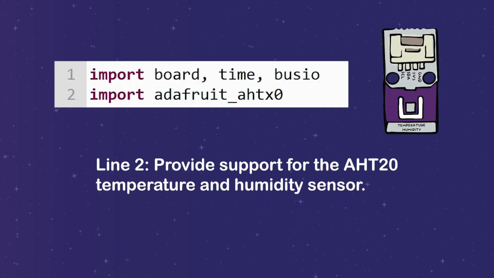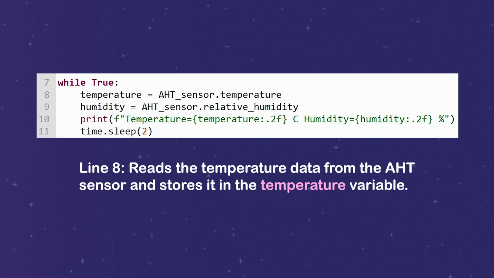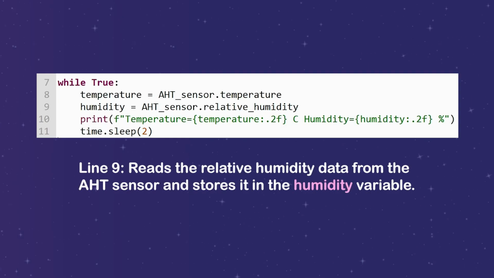Line 2 provides support for the AHT20 temperature and humidity sensor. Line 5 initializes I2C communication with the AHT20 sensor. Line 8 reads the temperature data from the AHT sensor and stores it in the temperature variable. Line 9 reads the relative humidity data from the AHT sensor and stores it in the humidity variable.